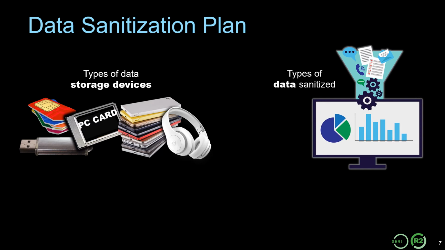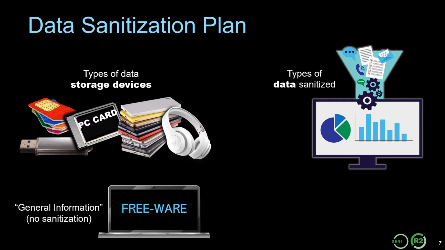For example, private, confidential, or licensed data. The type of data often dictates the level of sanitization required. For instance, confidential government data may require logical sanitization prior to physical sanitization. The plan must also describe any general information that does not need to be sanitized. For example, licensed open-source operating systems and device firmware, or freeware apps on a smartphone.